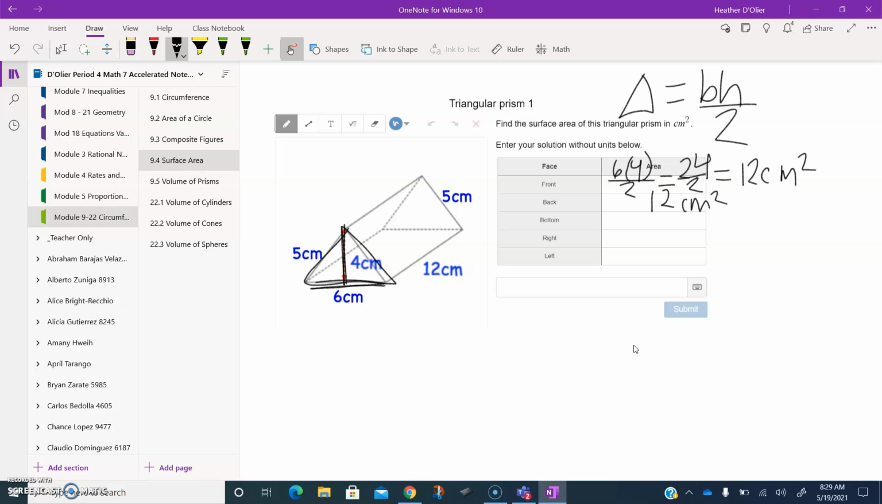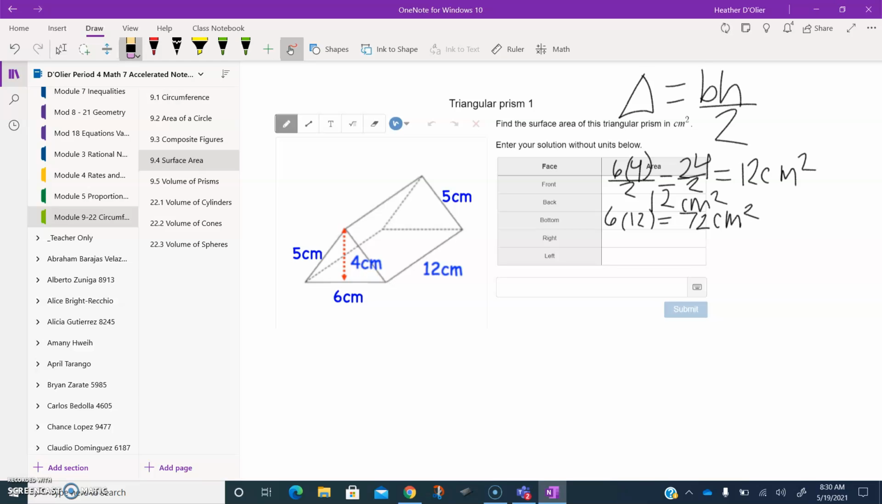And then guess what? The rest of these, they're rectangles. So it's almost like the rectangular prism. I'm going to look at the bottom because be careful that you're not assuming that all these rectangles are the same. Sometimes 1 or 2 of them are the same. Sometimes all 3 of them are different. Okay, but I see that this is 6 by 12. So 6 times 12 equals 72 centimeters squared.